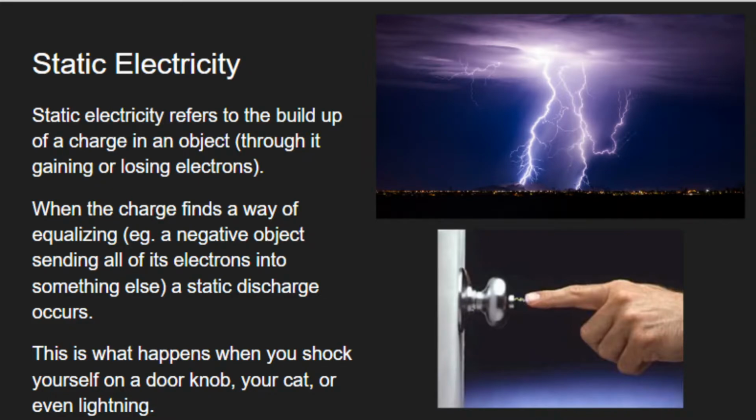This is like when you shock your finger on a doorknob or on your cat or something. And it's actually what happens with lightning as well. So enough electrons or enough of a difference in charge will build up in clouds. And if the clouds are very, very different in charge compared to the Earth or other clouds, lightning will arc from one cloud to another or from a cloud to the Earth.